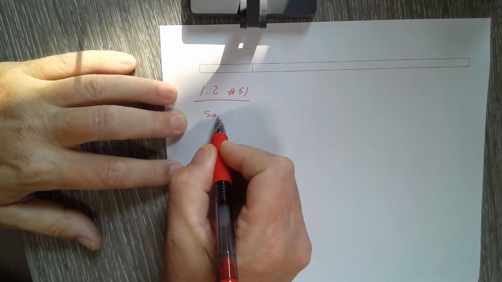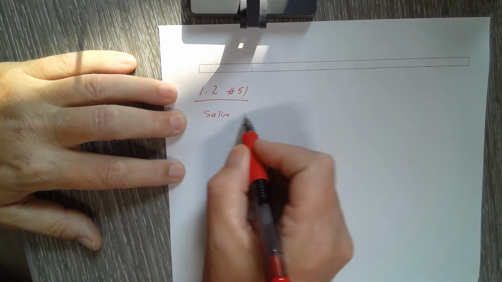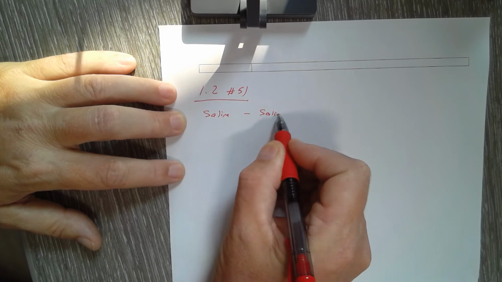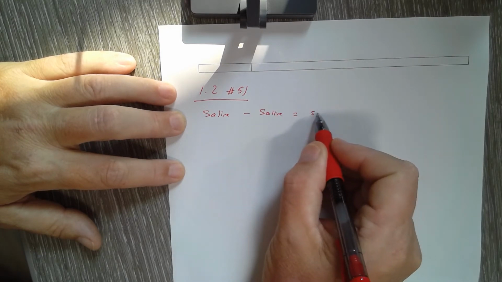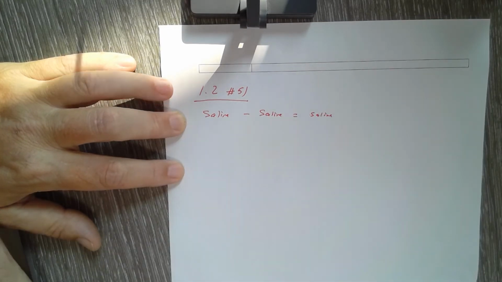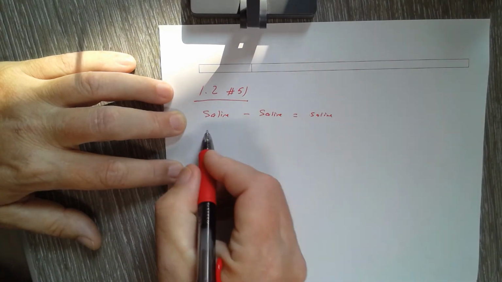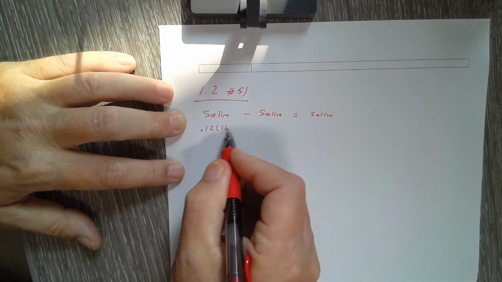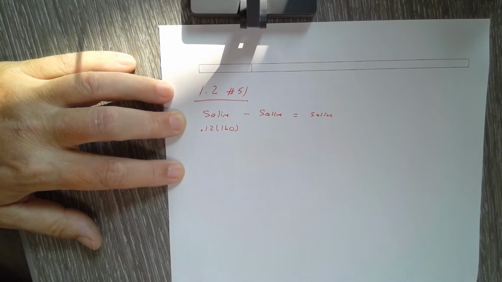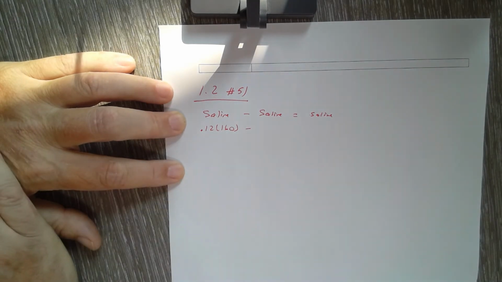So the saline there minus the saline I evaporate has to equal the saline that's still there. Well, the saline that's there is 12% of 160 liters. Now, saline doesn't evaporate. It says in the problem we're going to evaporate water.